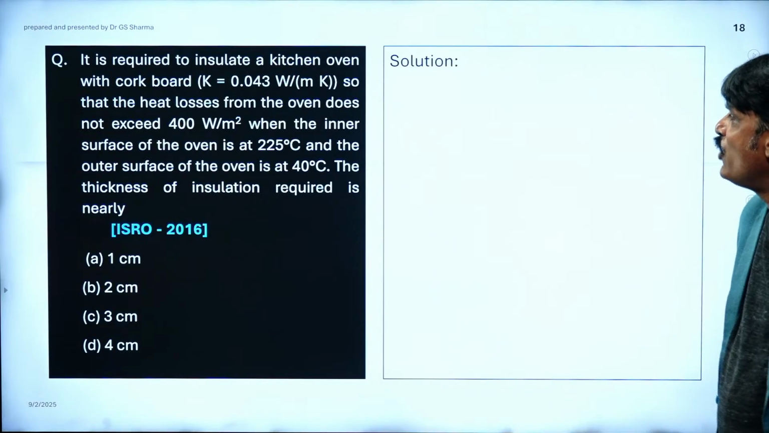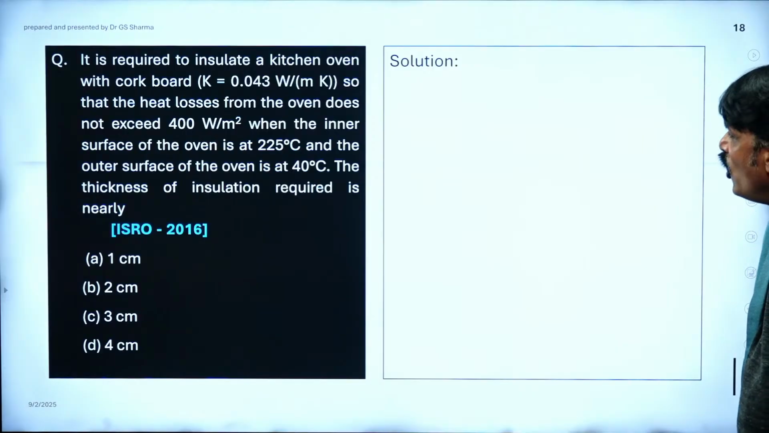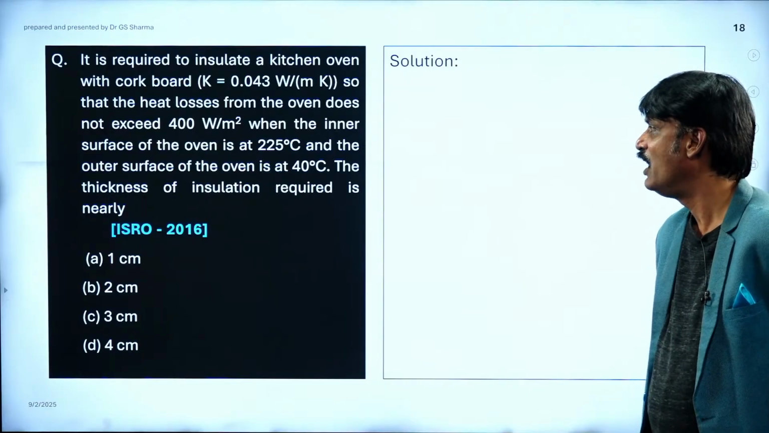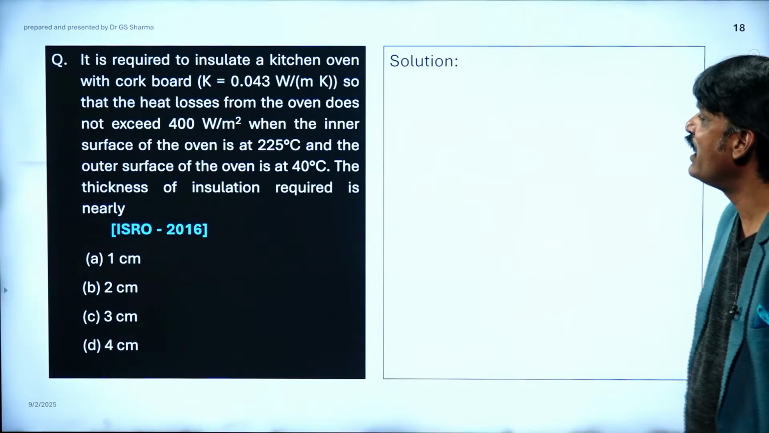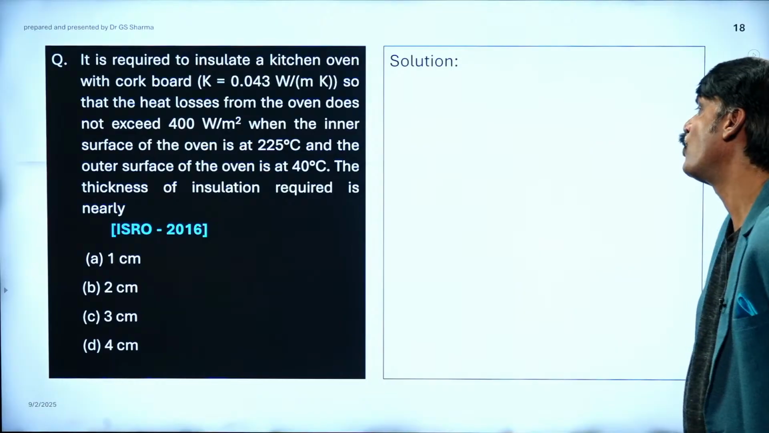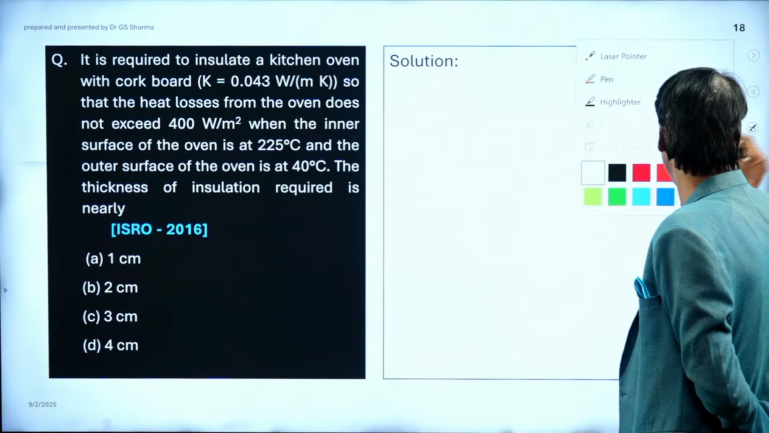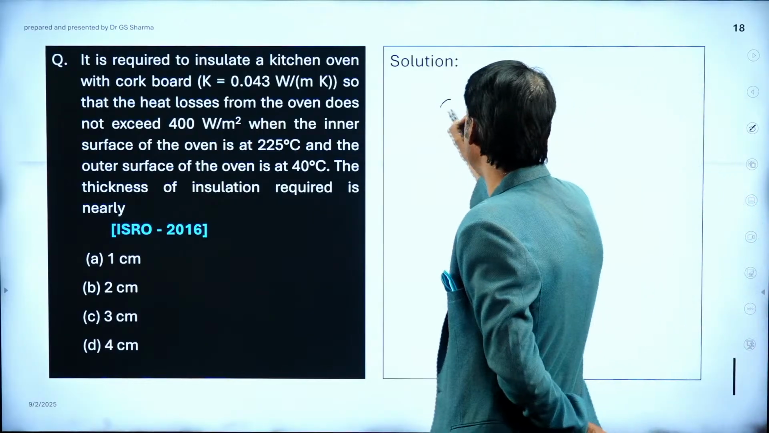It is required to insulate a kitchen oven with a corkboard, so heat loss from the oven does not exceed 400 watt per meter square, when the inner surface of the oven is 225 and the outer surface of the oven is 40 degrees centigrade. The thickness of insulation required is? You should solve this problem again with the same thing.